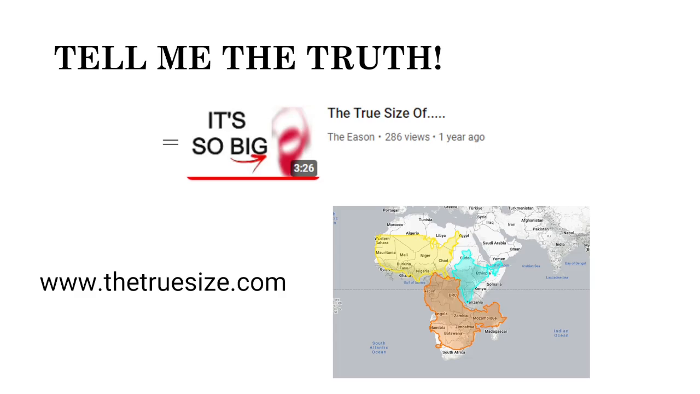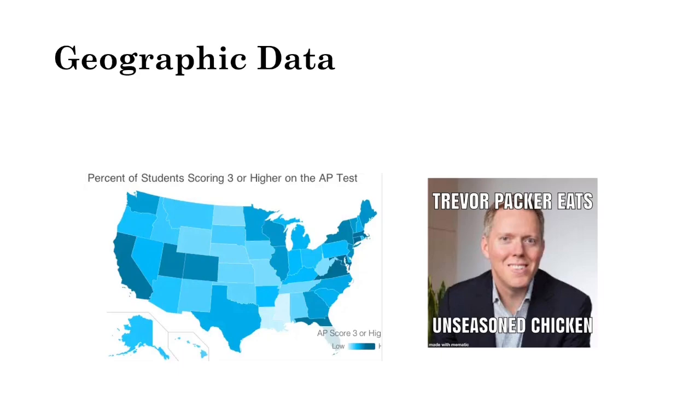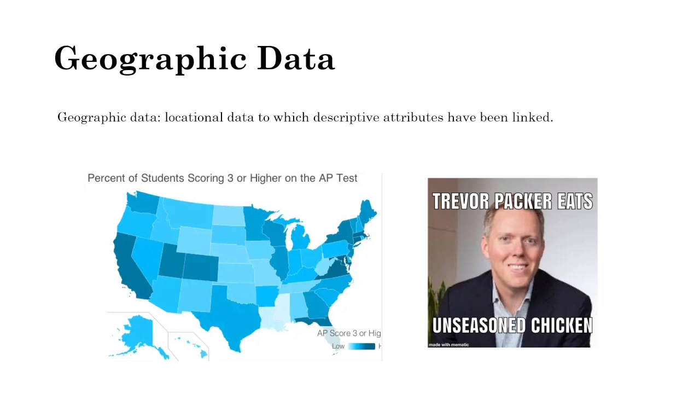Okay, great. All right, so now we're going to talk about geographic data. Now you probably know what geographic data is. Geographic data is locational data, so it's data tied to a place. It's tied to a location where there's descriptive attributes.